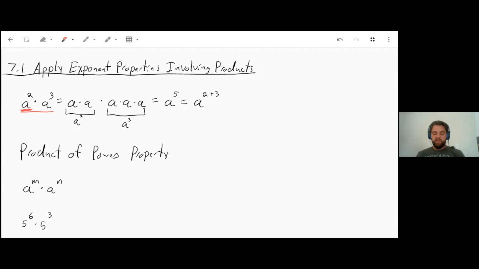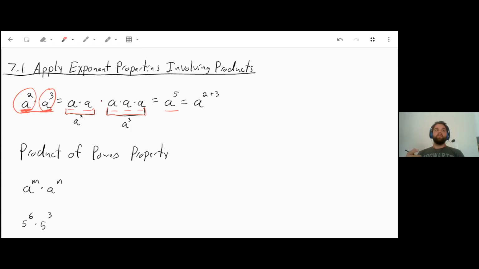So in this case, we have a base of a and a base of a, and we're multiplying them together. Well, a squared, this first part, is the same as just a times a. And a cubed, that second part, is a times a times a. Well, when we're multiplying that together, that's the same as multiplying a together 1, 2, 3, 4, 5 times. So this is actually the same as a to the fifth.